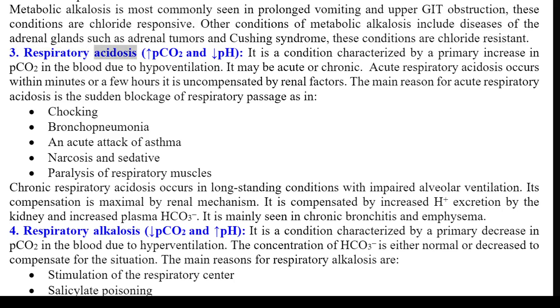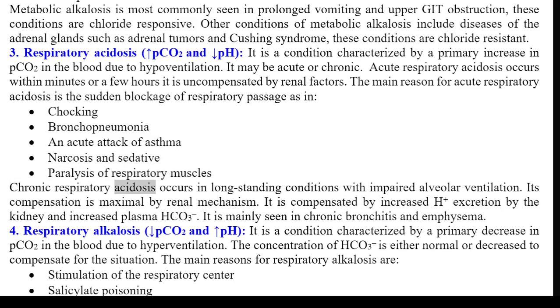3. Respiratory acidosis, upward arrow PCO2 and downward arrow pH. It is a condition characterized by a primary increase in PCO2 in the blood due to hypoventilation. It may be acute or chronic. Acute respiratory acidosis occurs within minutes or a few hours. It is uncompensated by renal factors. The main reason for acute respiratory acidosis is the sudden blockage of respiratory passage, as in choking, bronchopneumonia, an acute attack of asthma, narcosis and sedative, paralysis of respiratory muscles.